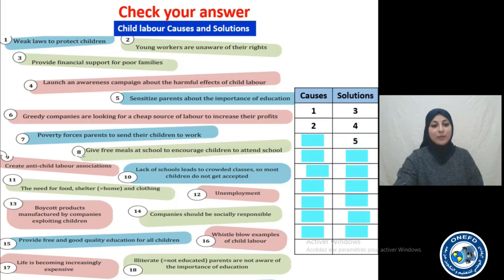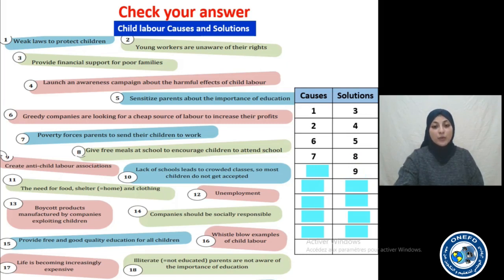This is a solution. 6. Greedy companies are looking for a cheap source of labor to increase their profits. This is a cause. 7. Poverty forces parents to send their children to work, and here is another reason. 8. Give free meals at school to encourage children to attend school. This is a solution. 9. Create anti-child labor associations. Another solution.